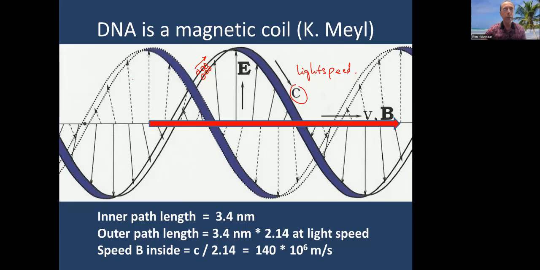Okay, but you see here one cycle, up and down and up, and in the same time it will create a magnetic force. That is the red arrow. The red arrow will take a shorter path, which is 2.14 times smaller than the outside ring. That means that the speed inside the center is divided by 2.14. So it is the speed of light divided by 2.14, which is 140 times 10 to the power of 6 meters per second.